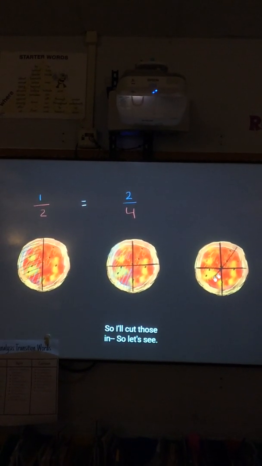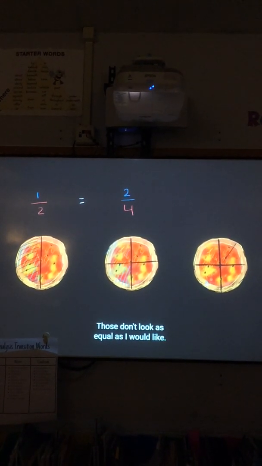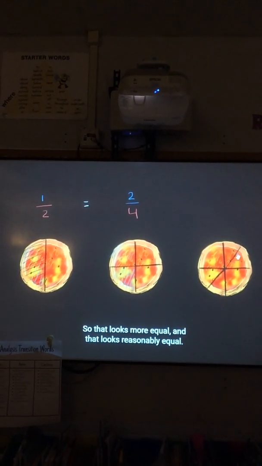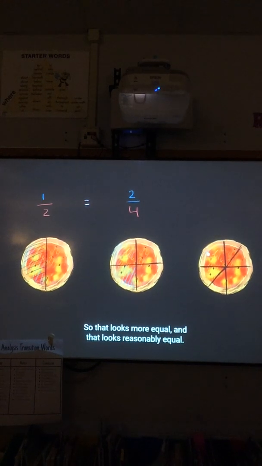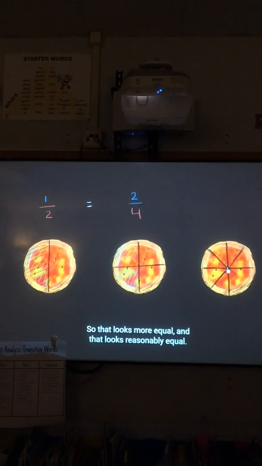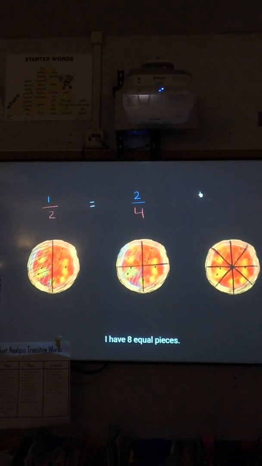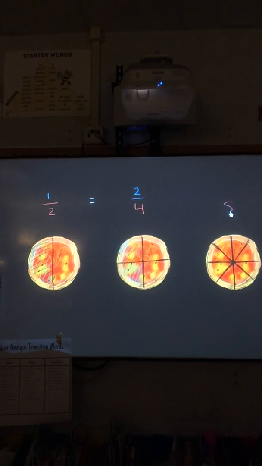So here we have, so let's see. I want to make them equal pieces. Those don't look as equal as I would like. So that looks more equal. And then that looks reasonably equal. So now how many equal pieces do I have? I have 8 equal pieces.